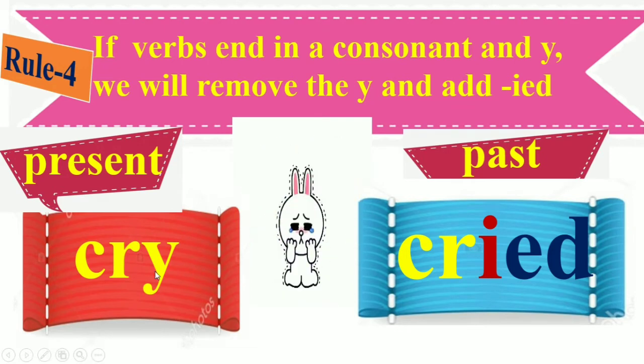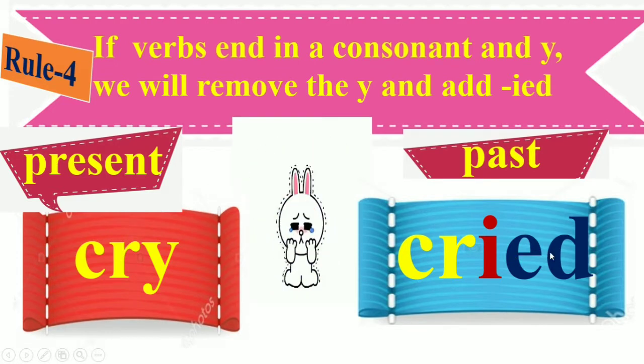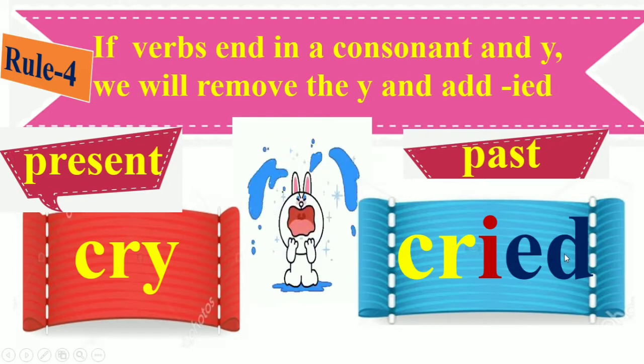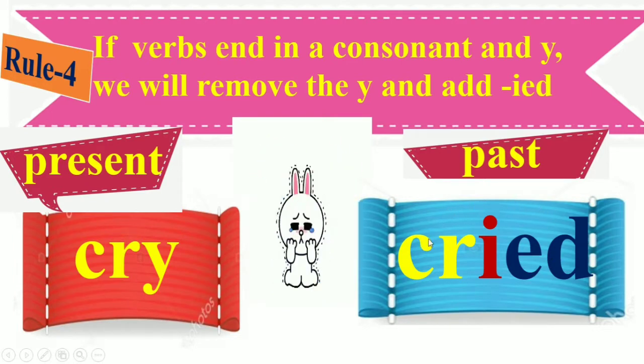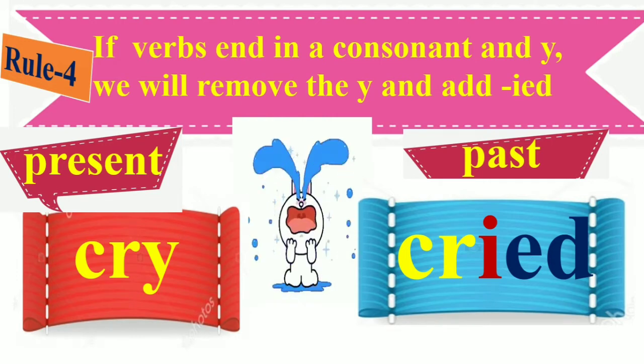We're going to punch the Y and instead of Y we will write I and then as usual we will add ED to make it a regular simple past verb. Okay, so then we have got the past form of verb and that is cried. Oh, I am crying now. Are you crying now? No, you seem to be very happy.